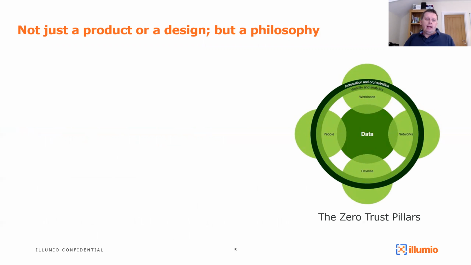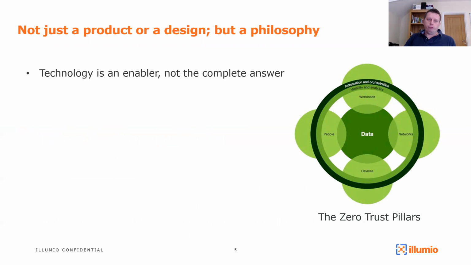I want to make it clear that it's not just about a product. Zero trust is not a product. It's not even really a design. It's more of a philosophy. So what you need to think about is that technology, tools and products are enablers. They help you achieve your zero trust objectives, but in themselves, they are not the answer. They are part of the solution. The implementation is incredibly important. You can take a zero trust capable product and implement it in a way that doesn't provide zero trust, so the implementation of the product is really important.